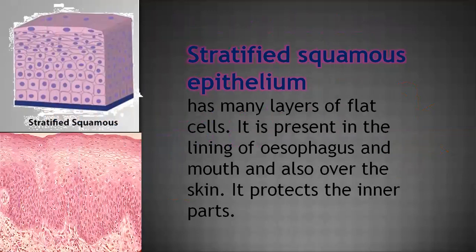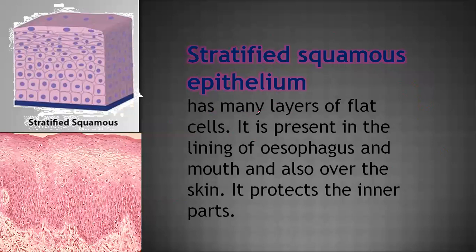Let's talk about another type of epithelium tissue, called stratified squamous epithelium. Whenever the word stratified comes, it means it has lots of layers of these cells. Before, we studied squamous epithelium having only single-layered flattened cells. But here the cells are flattened and have lots of layers, making a thick layer. You can see here a very thick layer of stratified squamous epithelium.